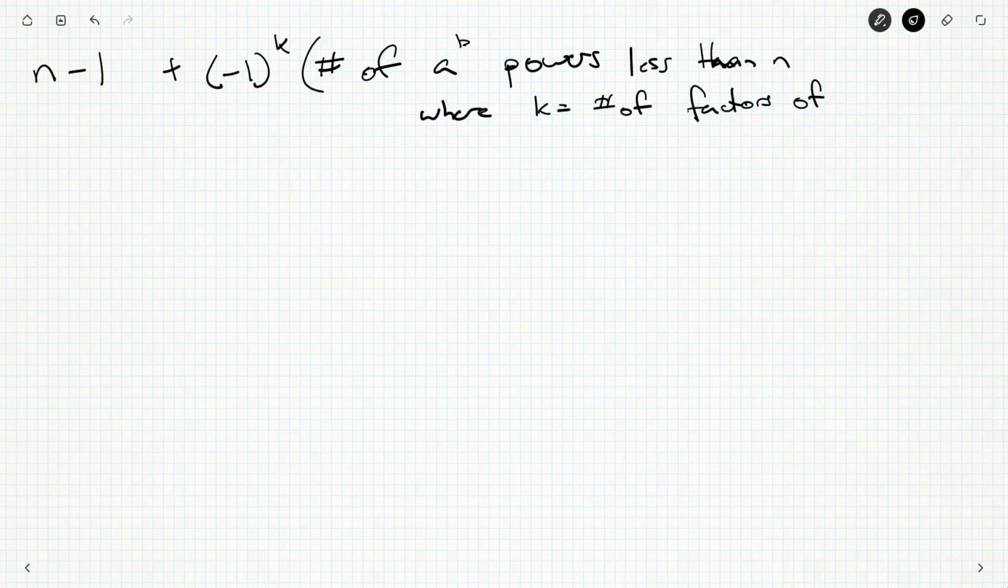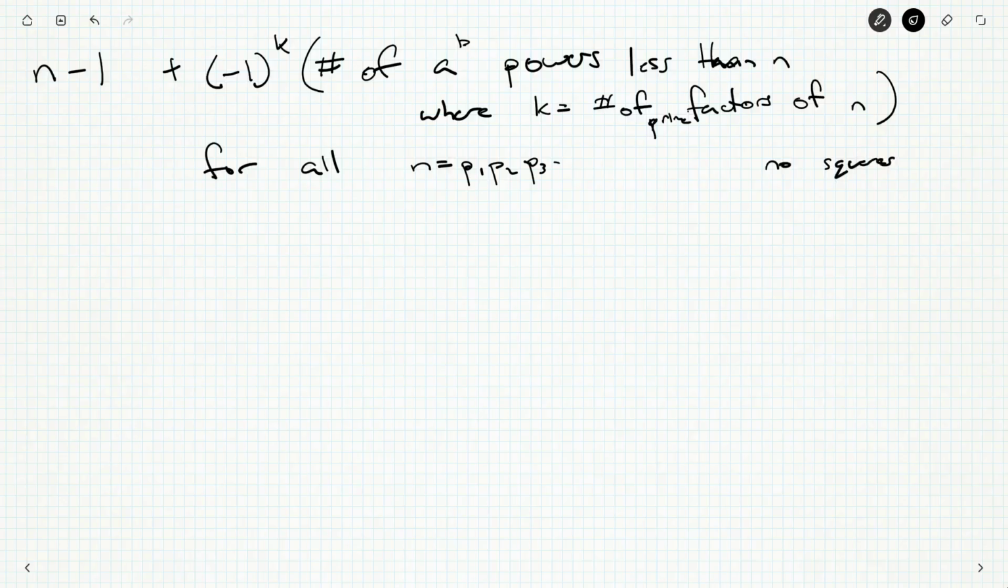So the number of prime factors of n, and we do this sum for all n where you are only a multiple of individual primes, no squares. So no squares divide n. So n's got to be what's called a square-free number. So I think that's what I need to do.